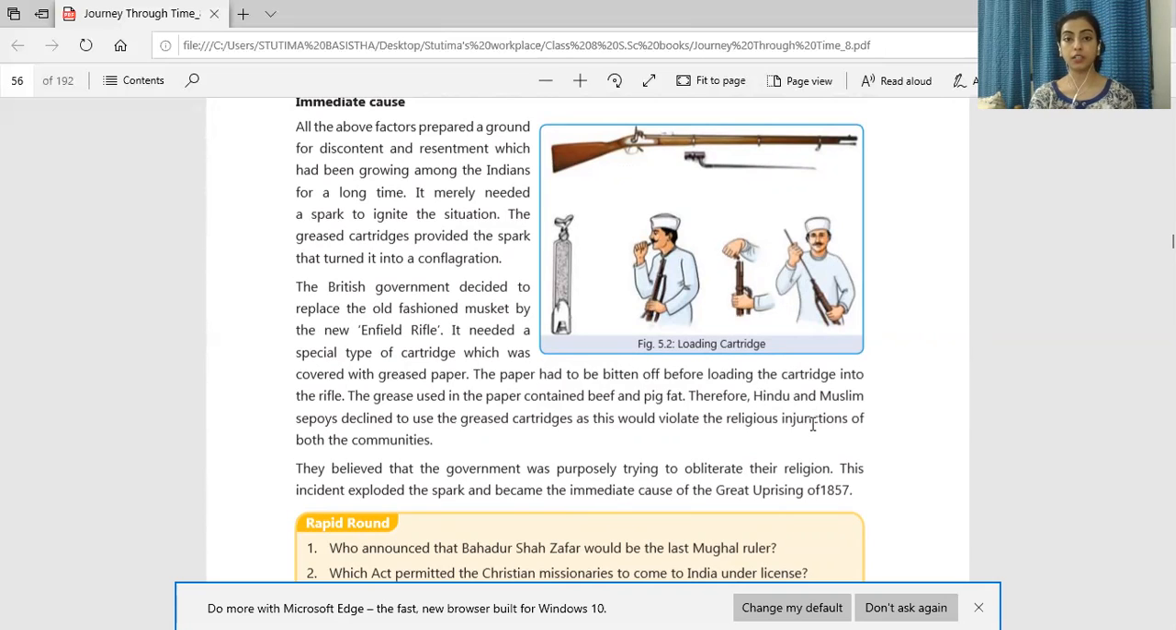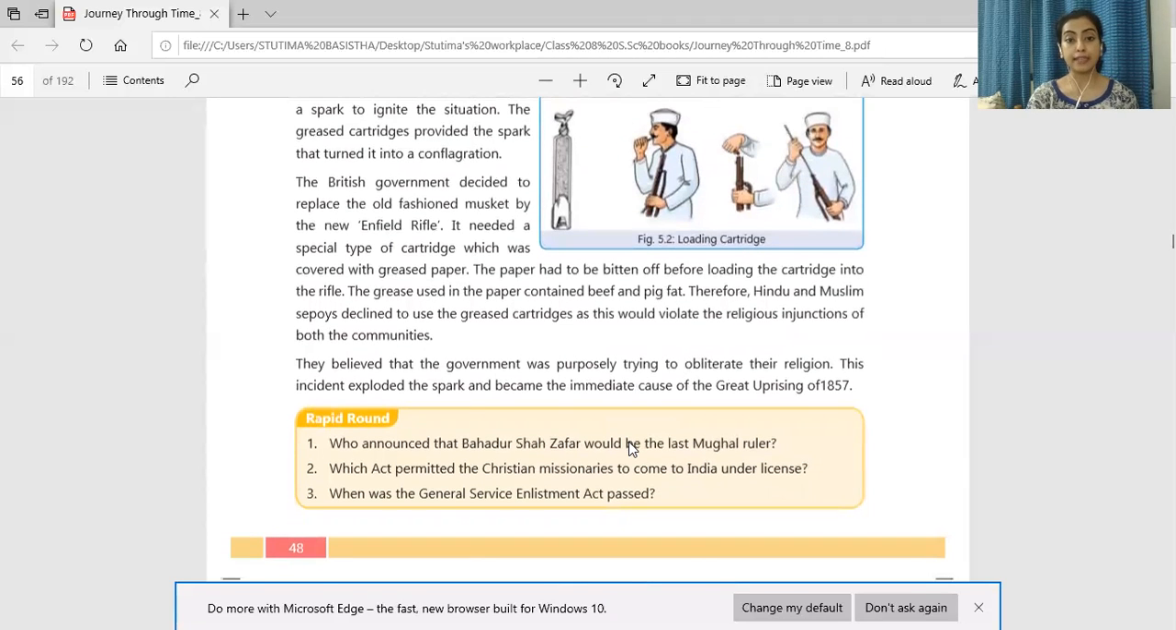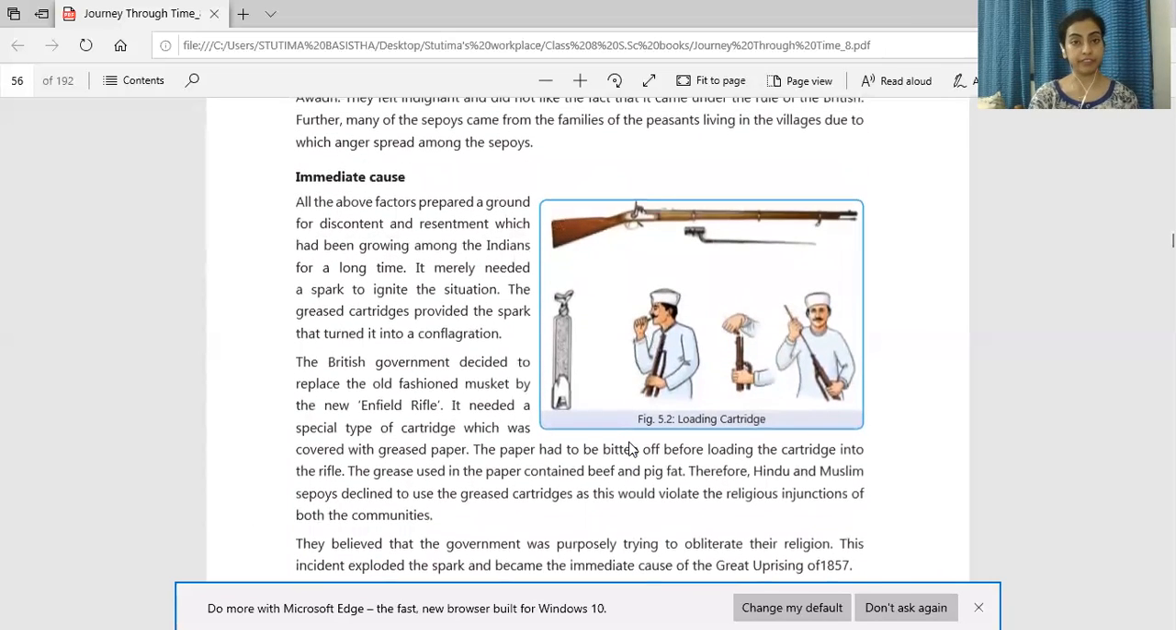So the British forced the Indian sepoys, the Hindus and the Muslims, to bite this greased paper, which was made out of beef and pig fat. But the Indians refused to bite it because it was against their religious beliefs. They believed that the British were purposefully trying to make them go against their religion, and this incident became the main reason for the Great Uprising of 1857.